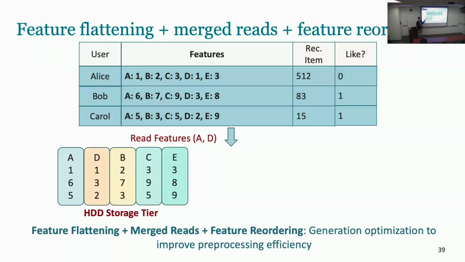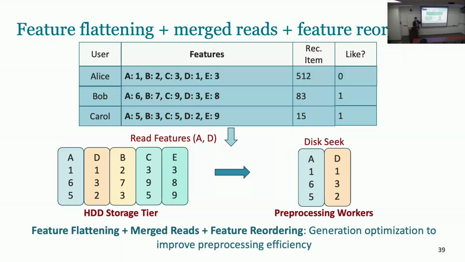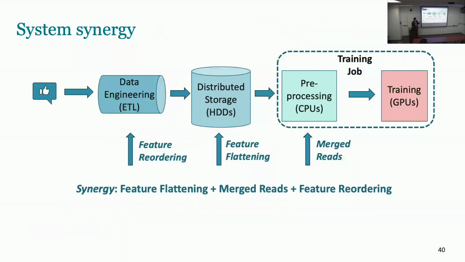Well, let's just reorder them when we generate these data sets so that we write them together on disk. And now you can see the benefit of this, right? When we read A and D, we can do so with one disk seek and get exactly the data that we want. And so hopefully you've seen this idea of synergy here, where by combining all these different techniques across the entire pipeline, as opposed to just isolating optimizations in one system, they're able to synergize together, and we're able to improve 84% higher storage efficiency.